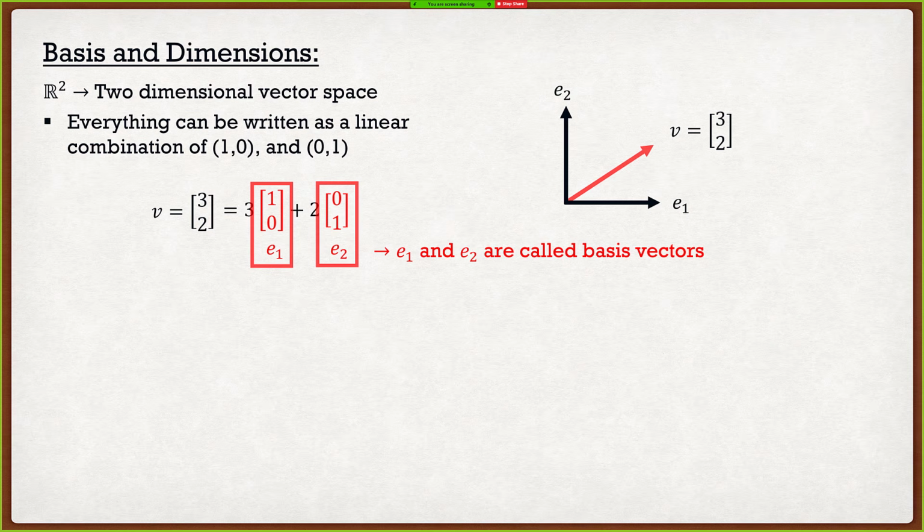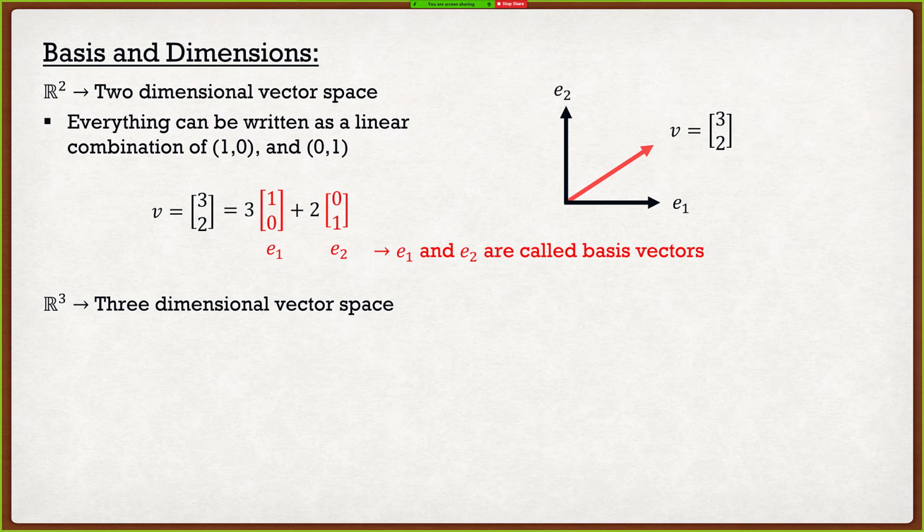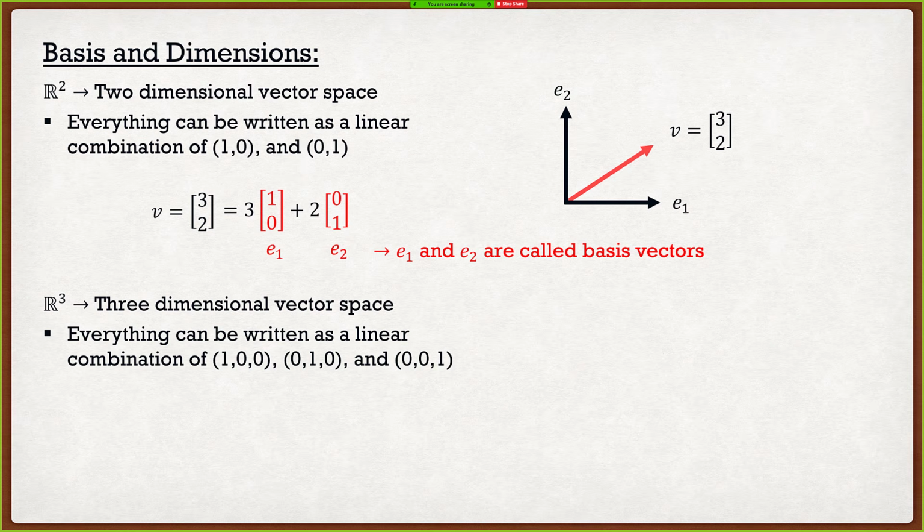What you may be more familiar with is simply the XY plane. So in this particular case, the XY plane, well, this is the e1, e2 plane. Now, just like 2D, we can actually talk about 3D. So if I talk about R3, this is a three-dimensional vector space. And just like R2 above it, this basically means that everything can be written as a linear combination of (1, 0, 0), (0, 1, 0), and (0, 0, 1). What does this look like?